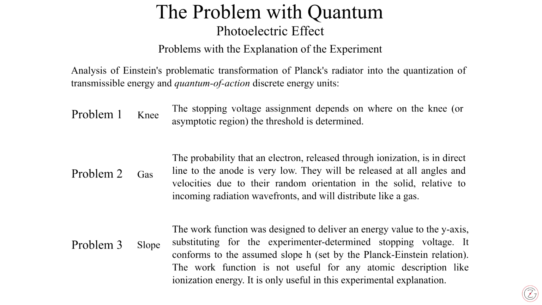There are some problems with the explanation. They can be separated into knee, gas, and slope arguments. First, the knee. The stopping voltage assignment depends where, on the knee, the threshold is determined. Second, the gas. The probability that an electron released through ionization is directly aimed at the anode is very low. Finally, the slope. The work function was designed to deliver an energy value to the y-axis, substituting for the experimenter-determined stopping voltage. We will go through these arguments with some visual detail.